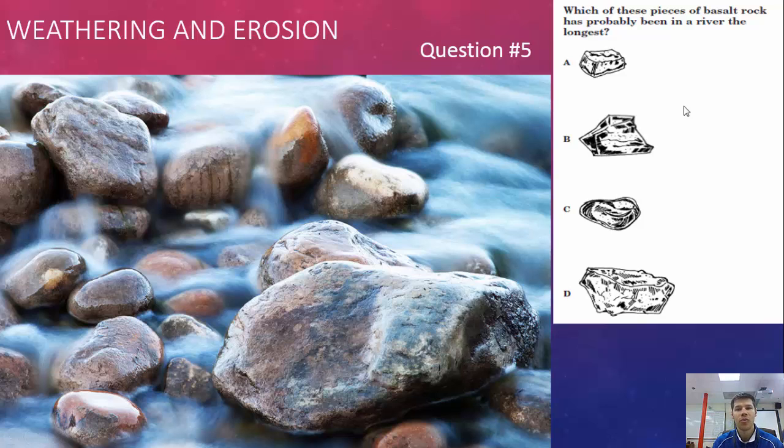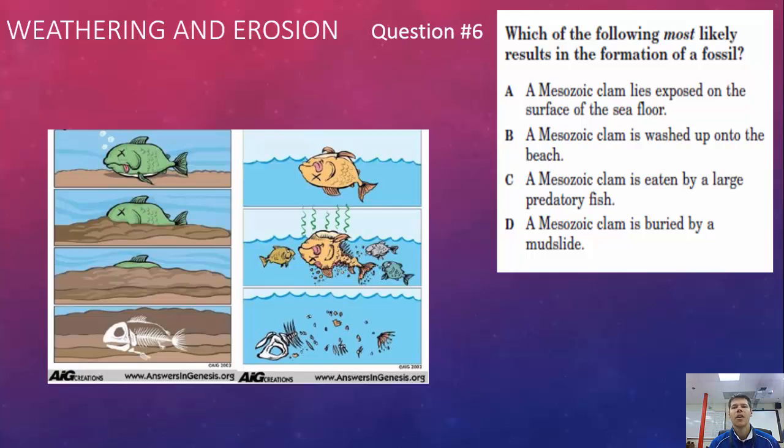and eroded by the running water, and also from the collisions as it rolls through the river and bumps into other rocks. The longer it's in the river, the more polished and the more smooth it's going to become. So the rock that's probably been in the river the longest, your best guess would be C, the smoothest one, so C. Okay, which of the following most likely results in the formation of a fossil?